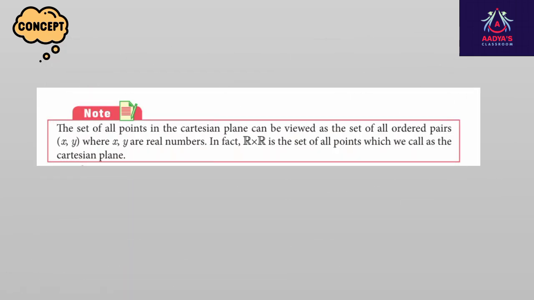Another important point to keep in mind: the set of all points in the Cartesian plane can be viewed as the set of all ordered pairs (x, y), where x, y are real numbers. In fact, R cross R is the set of all points which we call the Cartesian plane. So we represent the Cartesian product in the Cartesian plane.